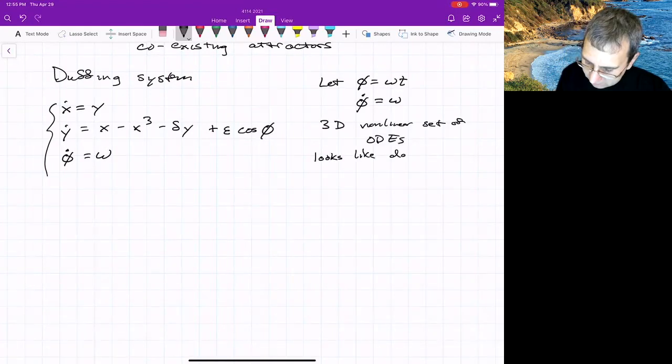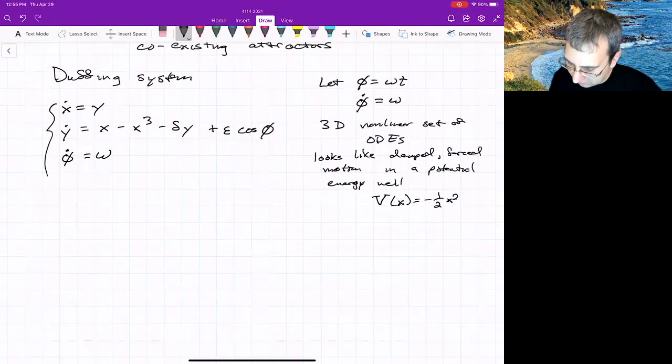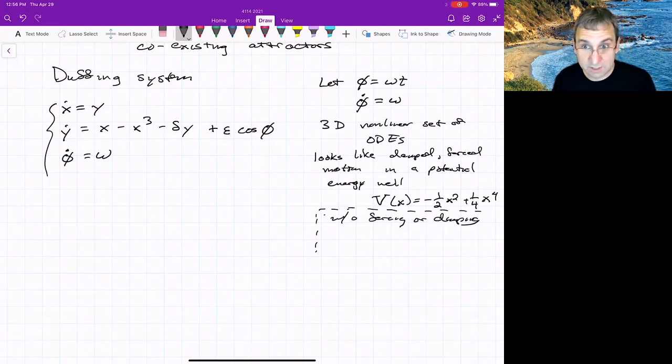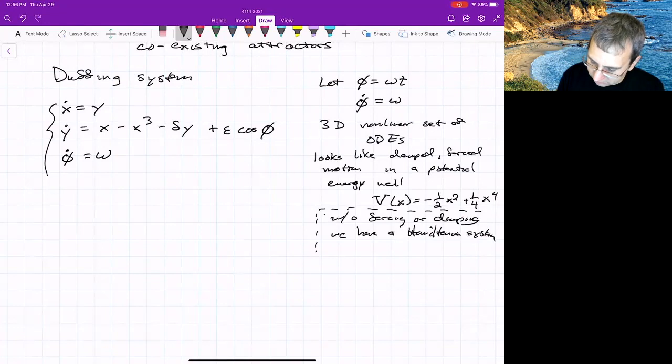Looks like damped forced motion in a potential energy well that looks like 1/2 x squared plus 1/4 x to the fourth. If we didn't have the forcing or the damping, this is a conservative system or Hamiltonian system, sort of harkening back to when we talked about two-dimensional systems with special structure. So we have a Hamiltonian system where H equals 1/2 y squared plus V.